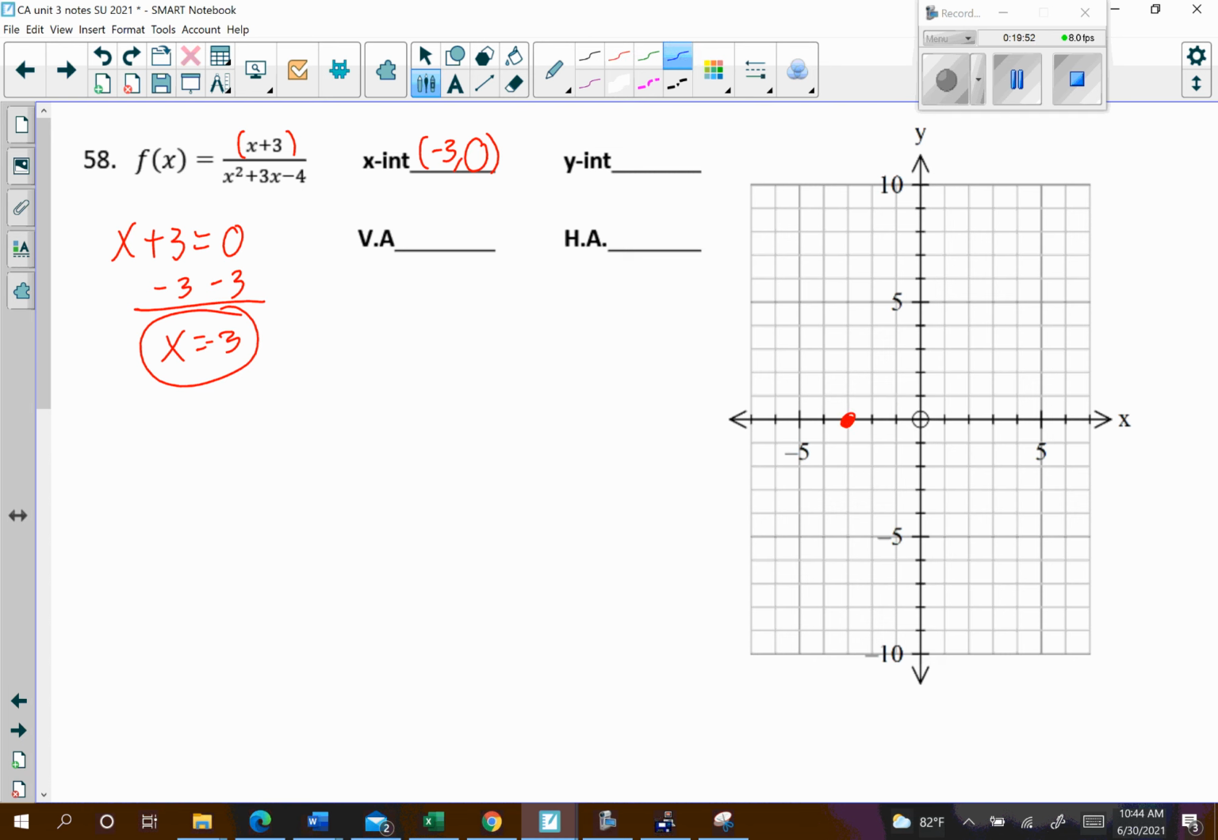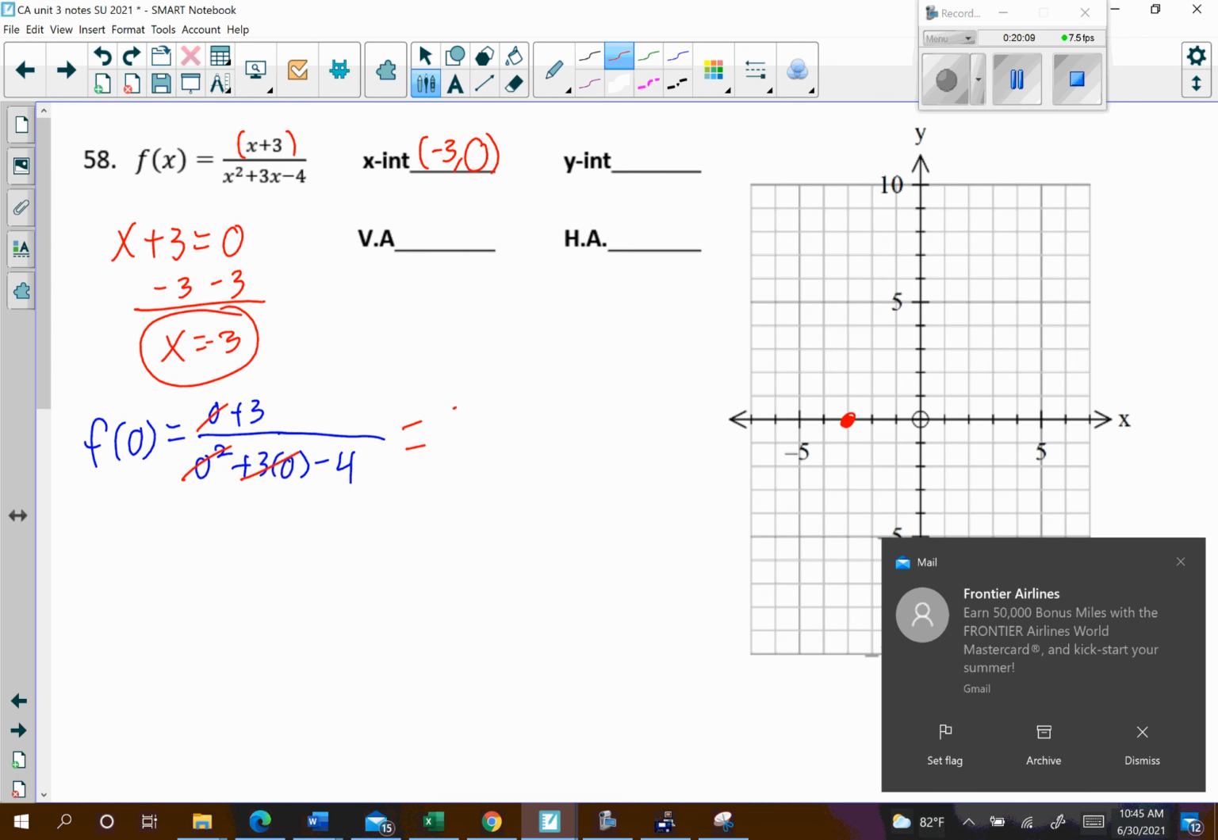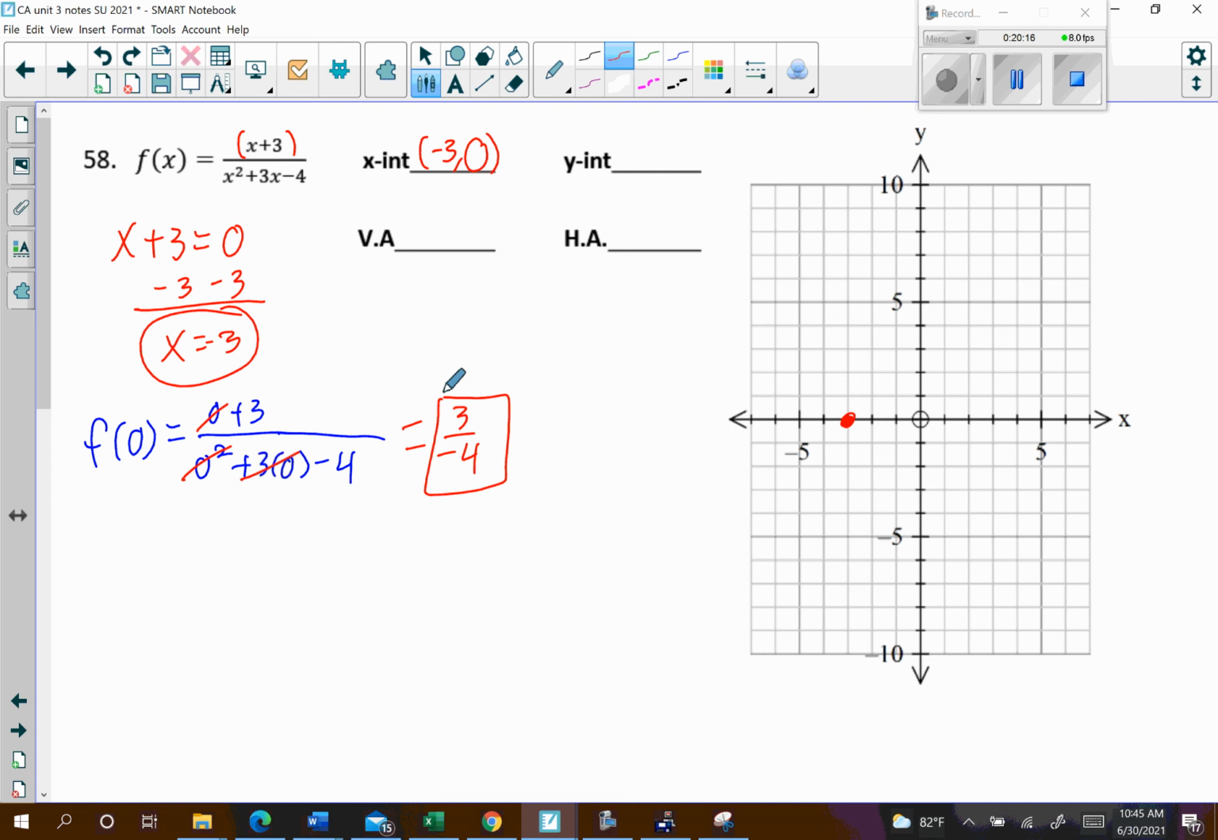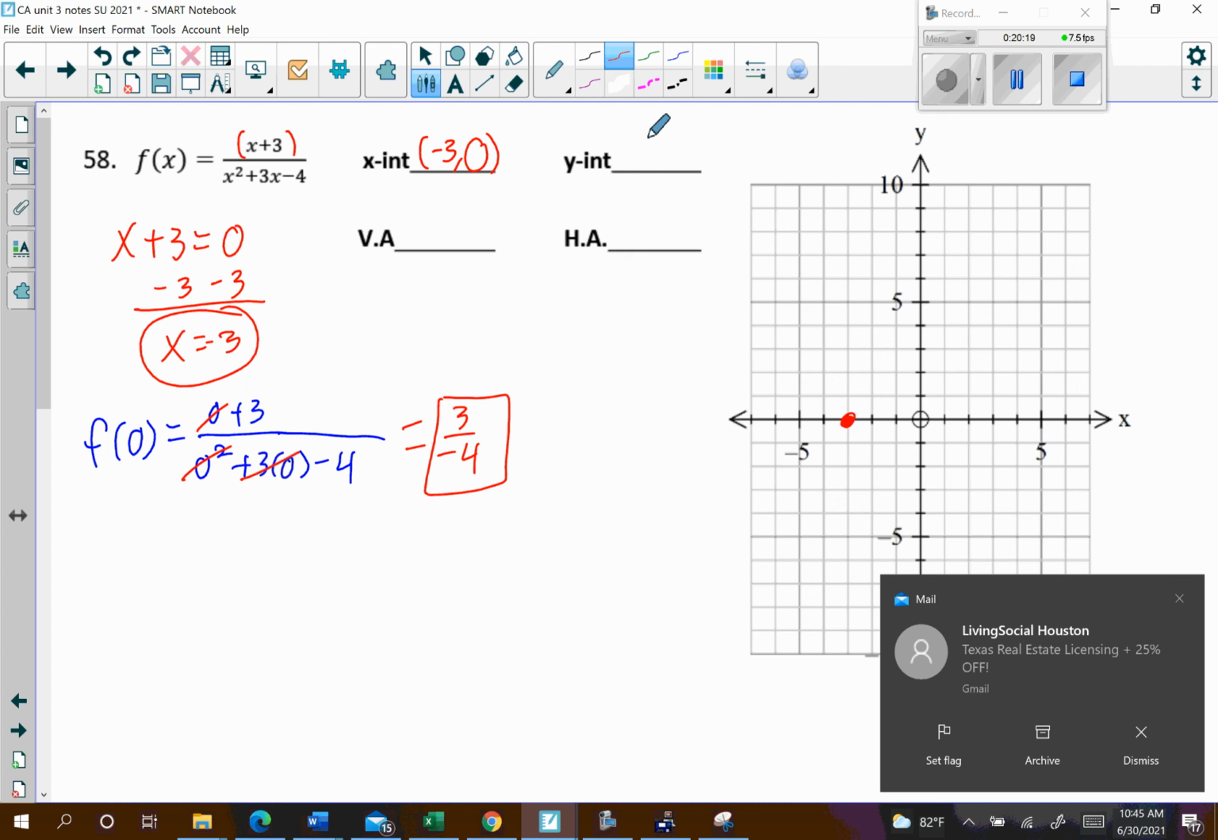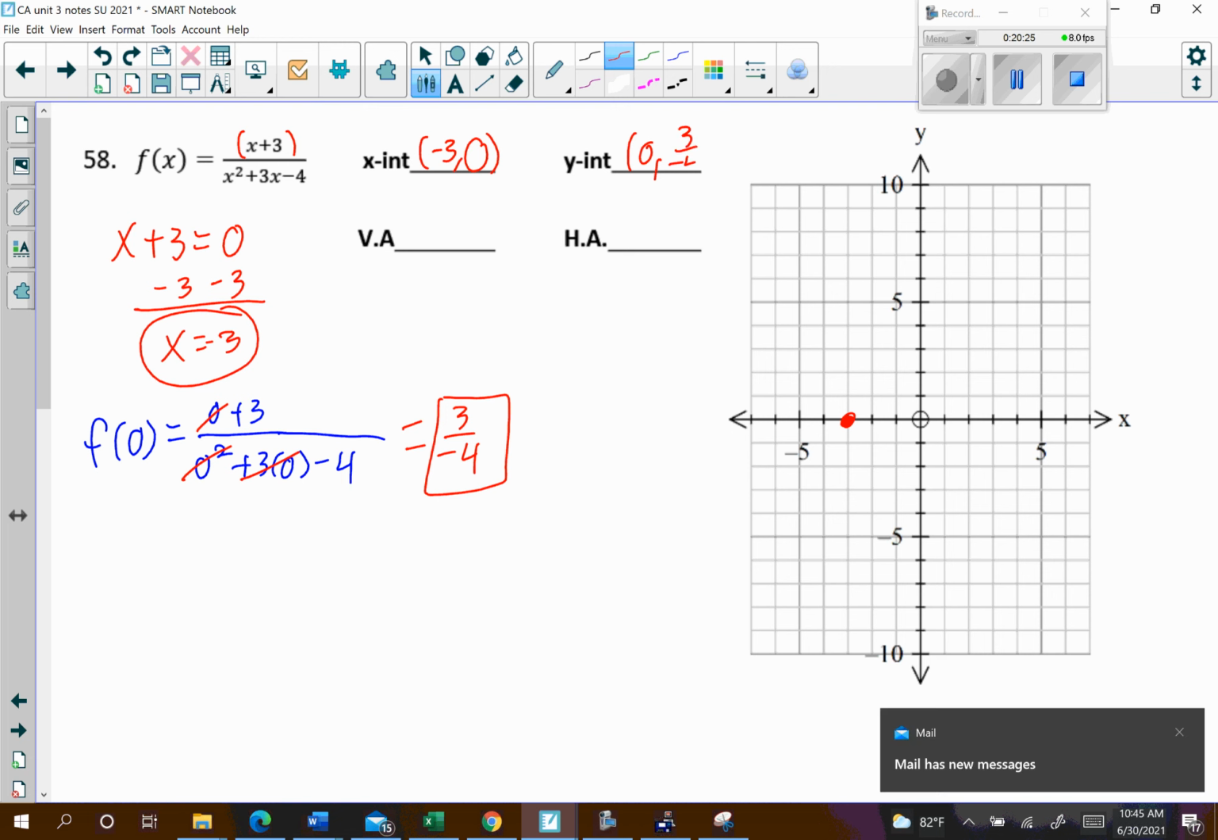For the y-intercept, by definition, let x equal 0. So we're going to have 0 plus 3 over 0 squared plus 3 times 0 minus 4. And anything with the zeros, you can just cross out. And so we're left with 3 over negative 4. And there we go. So the y-intercept is going to be at 0 and then 3 over negative 4. So 0 and then down 3/4 basically. So that would be about right there.